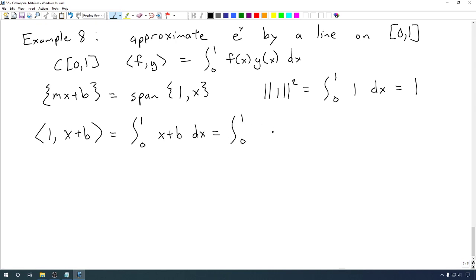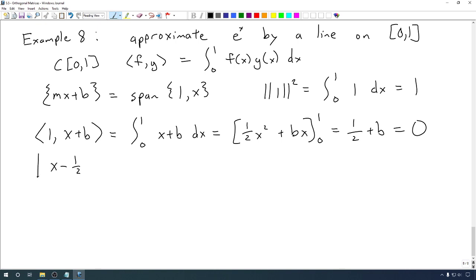We can do that one pretty easily. Well, I don't need the integral sign anymore. This should be 1/2 x squared plus b times x from 0 to 1. If we go ahead and plug in 1, we have 1/2 plus b, then plus 0. And so if these are supposed to be orthogonal to each other, this has to equal 0. That means that b has to be negative 1/2. So x minus 1/2 is actually orthogonal to 1. It's not a unit vector, though.